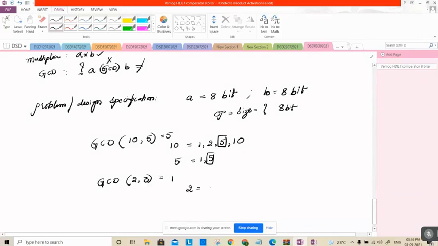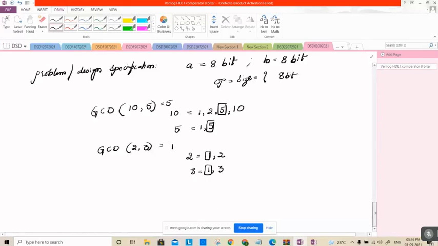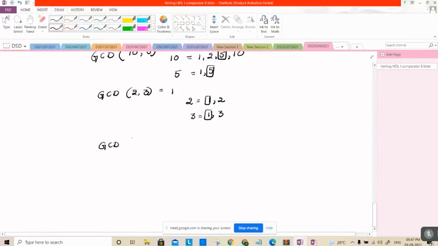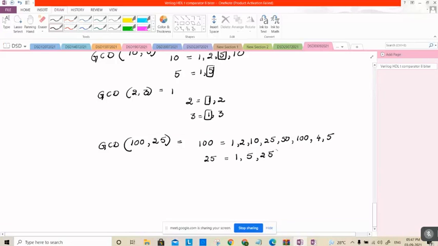What about GCD of 2 and 3? For 2 the factors are 1, 2. For 3 they are 1, 3. So the highest common factor is only 1. What about the GCD of 100 and 25? The factors for 100 are 1, 2, 4, 5, 10, 20, 25, 50, and 100. For 25, the factors are 1, 5, 25. So the highest common factor is 25, and 25 will be the answer.